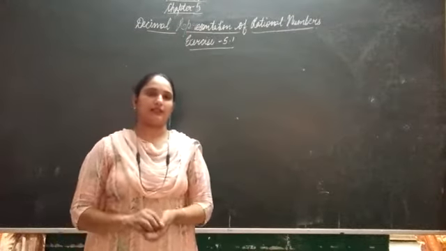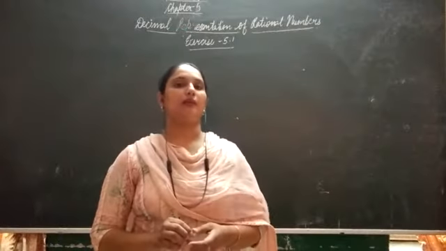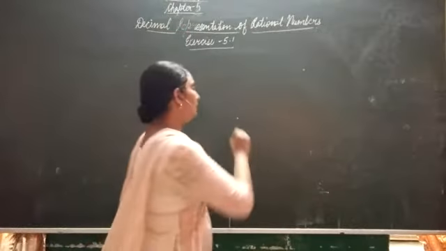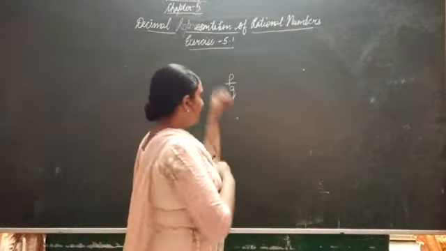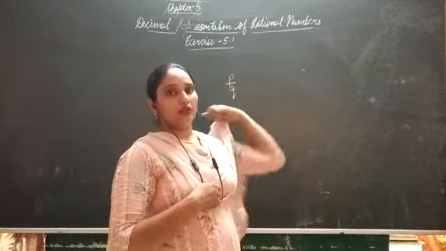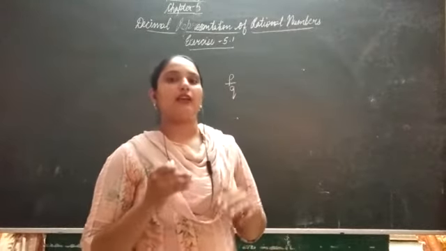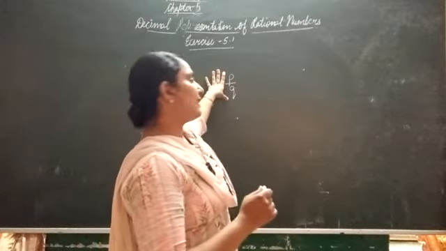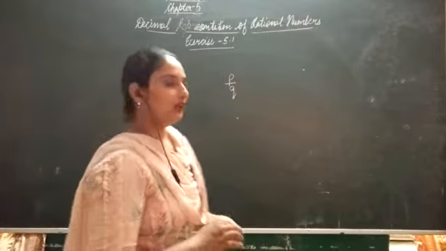of rational numbers. Now you are familiar with the rational numbers, the numbers which can be represented in the form p by q. Those are the rational numbers, but these numbers are written as fractions. So in this chapter we will learn how to write these rational numbers in the form of decimals. Okay?